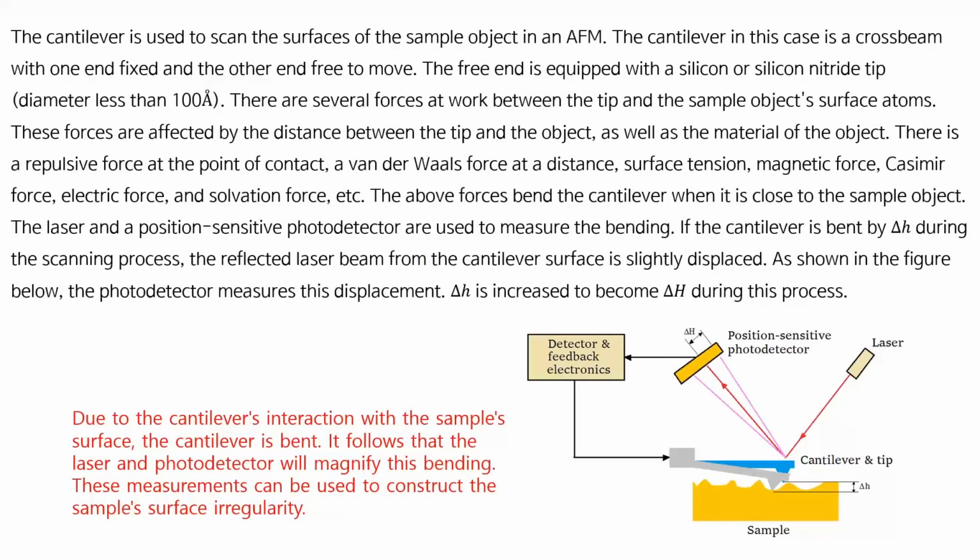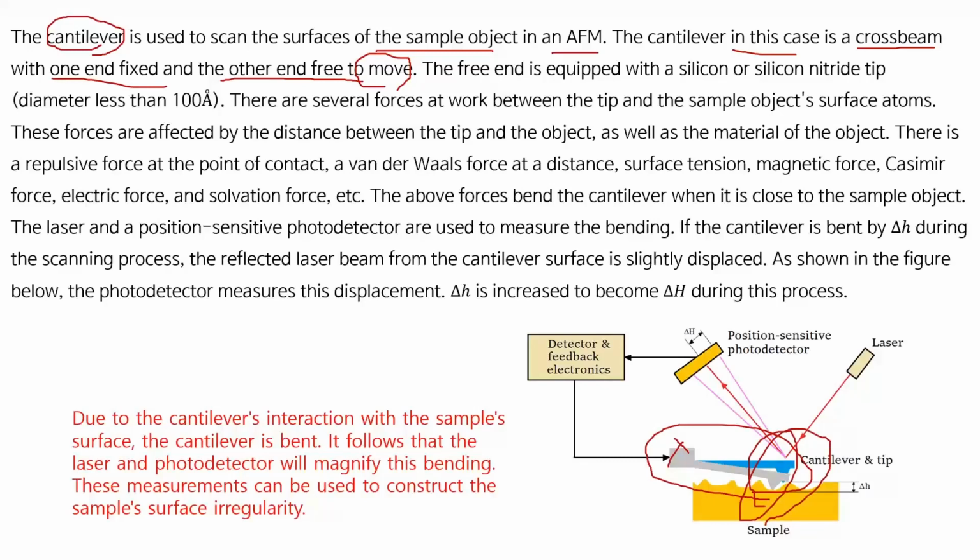The cantilever is used to scan the surfaces of the sample object in an AFM. This is the cantilever. The cantilever in this case is a crossbeam with one end fixed and the other end free to move. The free end is equipped with a silicon or silicon nitride tip, diameter less than 100 angstrom.